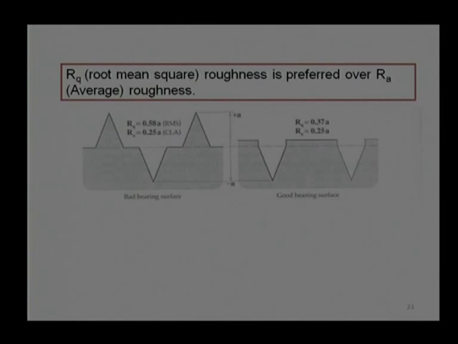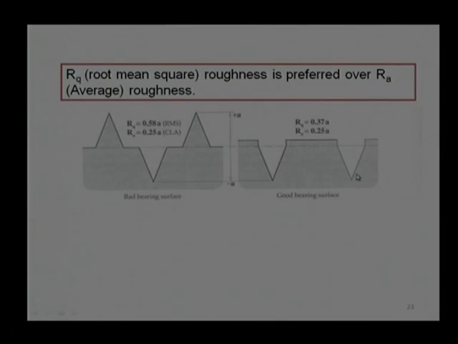Now, we have studied RA and RQ values. Let us see which surface will be preferred and why we are choosing RQ. As I mentioned earlier, there is more penalty on the high peaks, particularly in the RQ value. Let us see this example. There is one surface, there is another surface. Now, I am trying to find out the RA value and RQ value for this surface as well as this surface. What I find is the RA value is 0.25 microns in this example. Similarly, the RA value is 0.25 in this example.